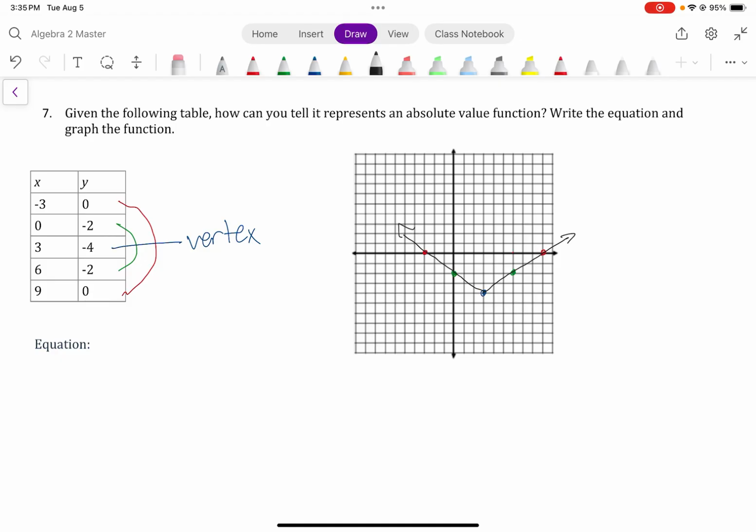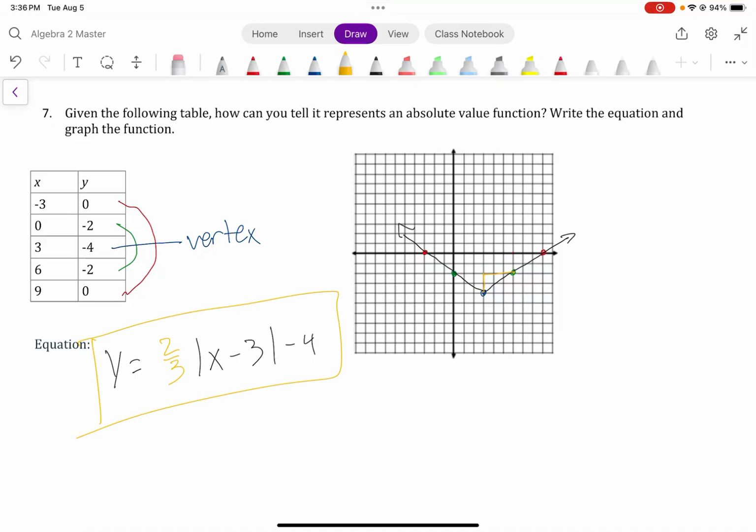So now, I have to write my equation. Well, since I've found my vertex already, I know I'm going to have y equals something times the absolute value of x minus my h value, which is 3, plus k. Well, since k is -4, instead of writing plus -4, I write minus 4. I need to fill in this little space right here. Well, I count out my slope. Up 2, right 3, 2/3.